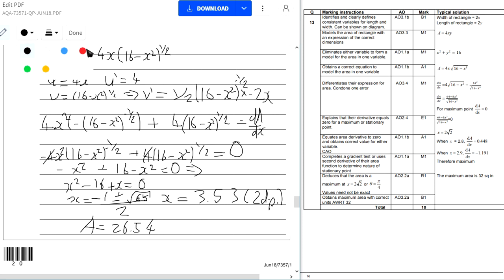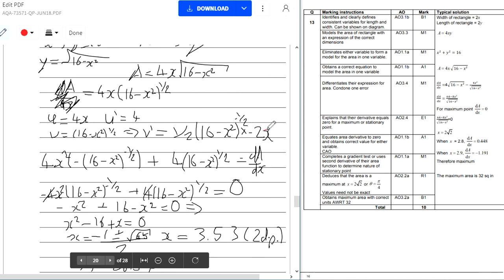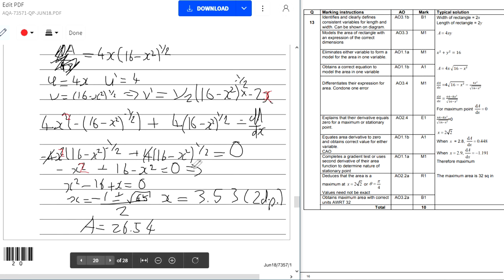So actually I should probably put this in red. Let me correct that. So there's an x here. That's squared, that's squared, that's squared. So that gives us 16 equals 2x squared. So x is 2 root 2.